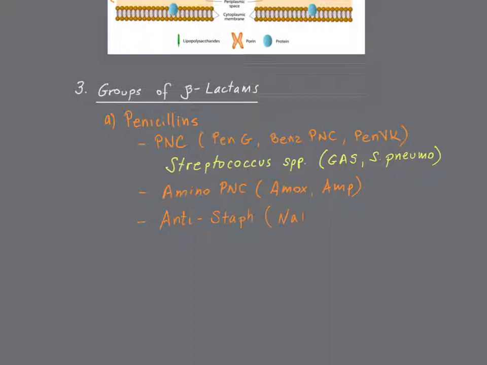The third group are the anti-staphylococcal penicillins, and those include nafcillin, oxacillin, and methicillin, for example. Very important, this group is called anti-staphylococcal because these antibiotics are stable against the penicillinase, and they kill MSSA very effectively. These are the drugs of choice for MSSA, but not MRSA. It's very important to remember that these antibiotics are not effective against the methicillin-resistant strains of Staphylococcus aureus.